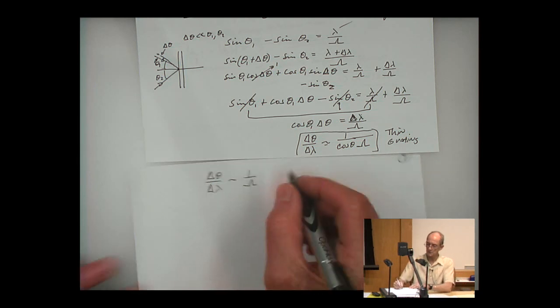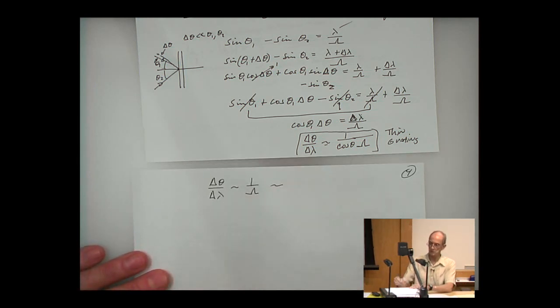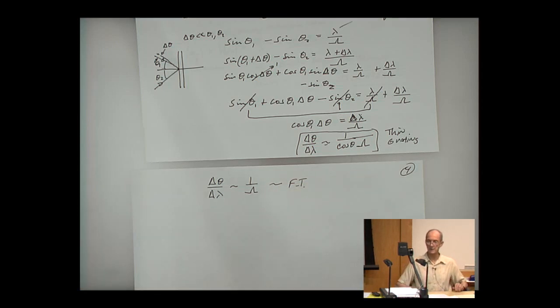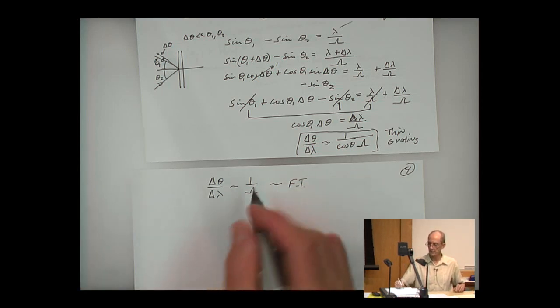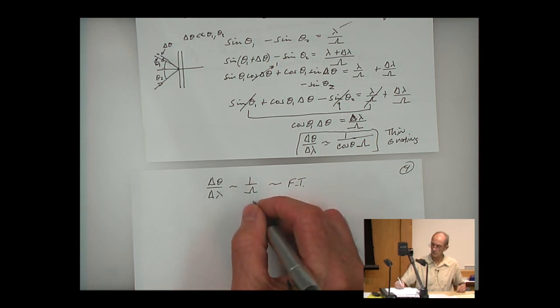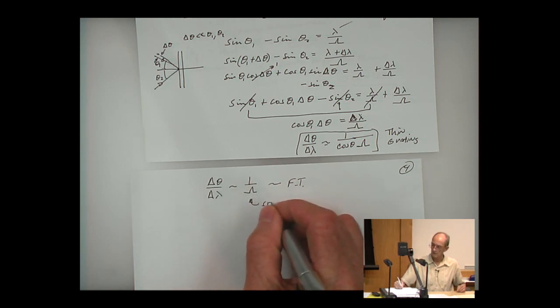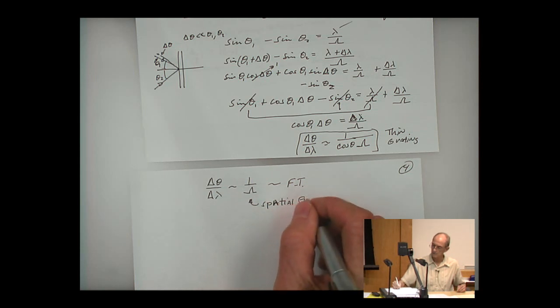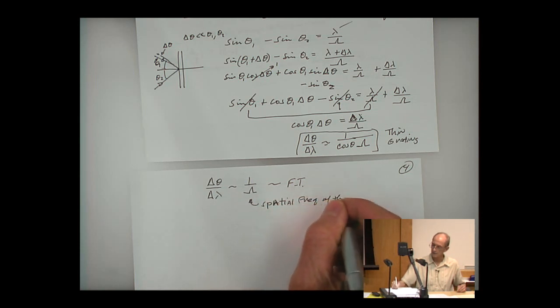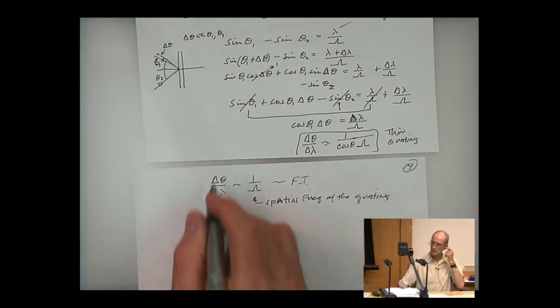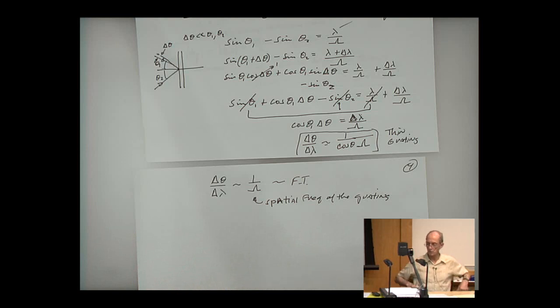And this, again, is related to something which we'll talk about shortly, and that's the Fourier transform characteristics. We have a spatial frequency, essentially. This 1 over the period is the spatial frequency of the grating. And this is a spatial change. The theta is a spatial change.